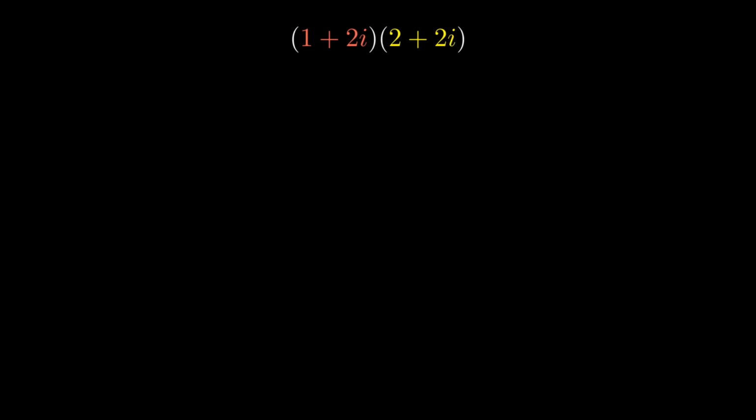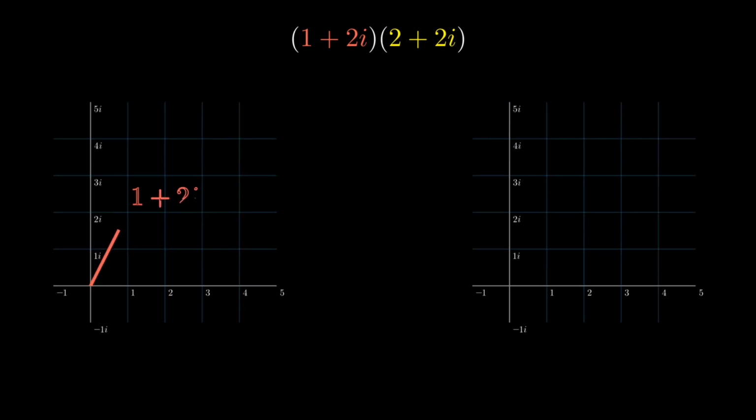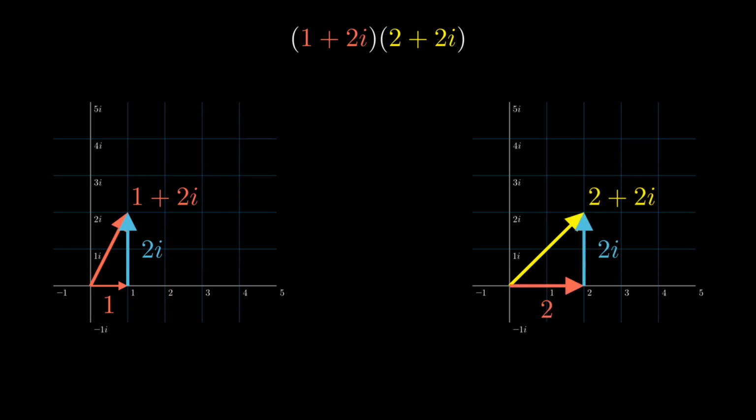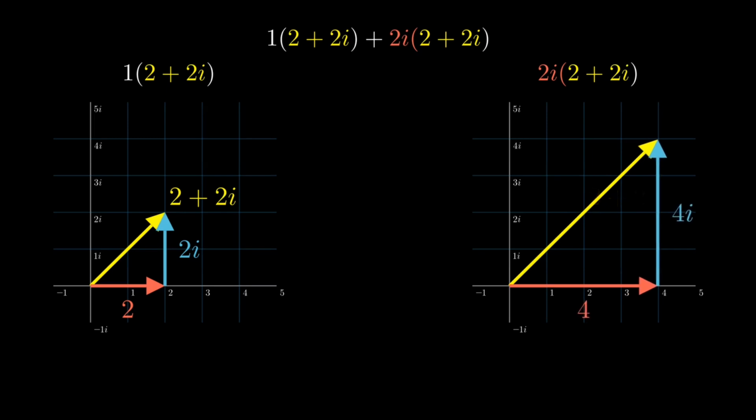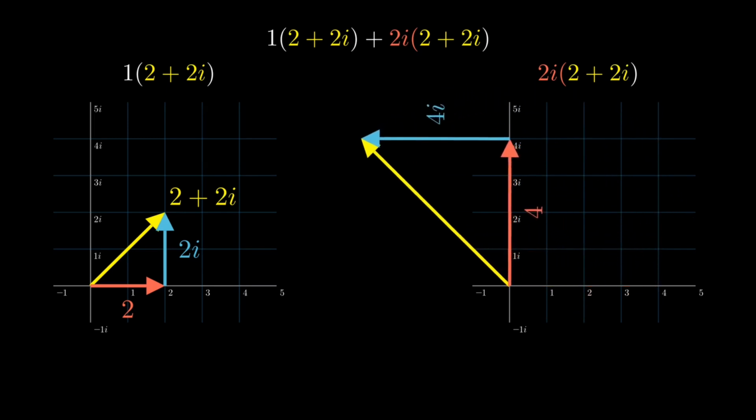Let's see all of this in action with an example. We've got two complex numbers, 1 plus 2i and 2 plus 2i, each shown on their own graph. Using the distributive property, we interpret this geometrically. First, we scale the left triangle 2 plus 2i by 1, and the right one we scale by 2, and then rotate the entire triangle along with its components by 90 degrees. Every part is clearly labeled.